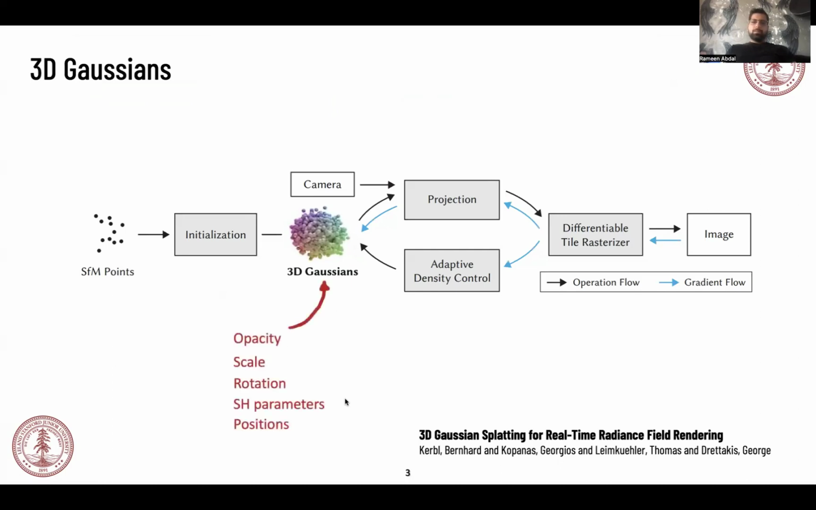In the original paper, the reconstruction pipeline looks like this. The point cloud initialization is followed by generating the 3D Gaussians based on the opacity, scale in 3D, rotation, and the spherical harmonic parameters. Given the camera, the points are rendered on the screen space, and then with the help of the differentiable rasterizer, the image loss can be computed at the output. The gradients flow back to the attributes of these Gaussians.